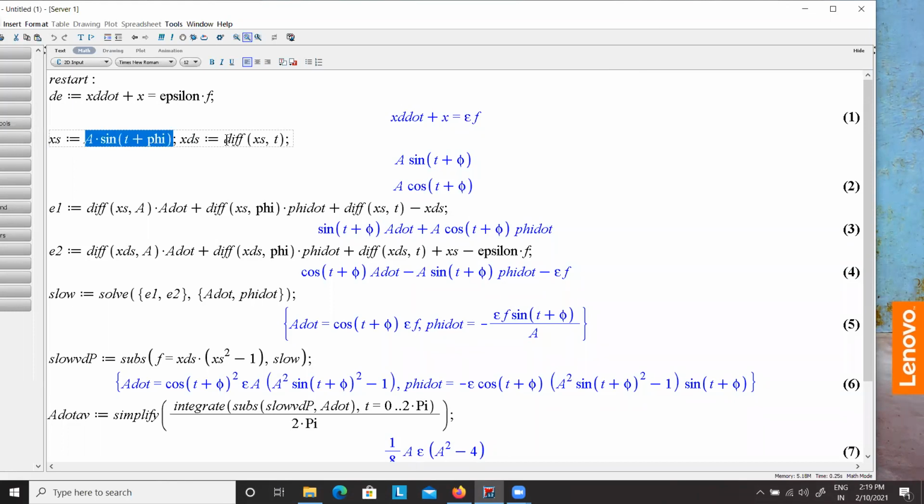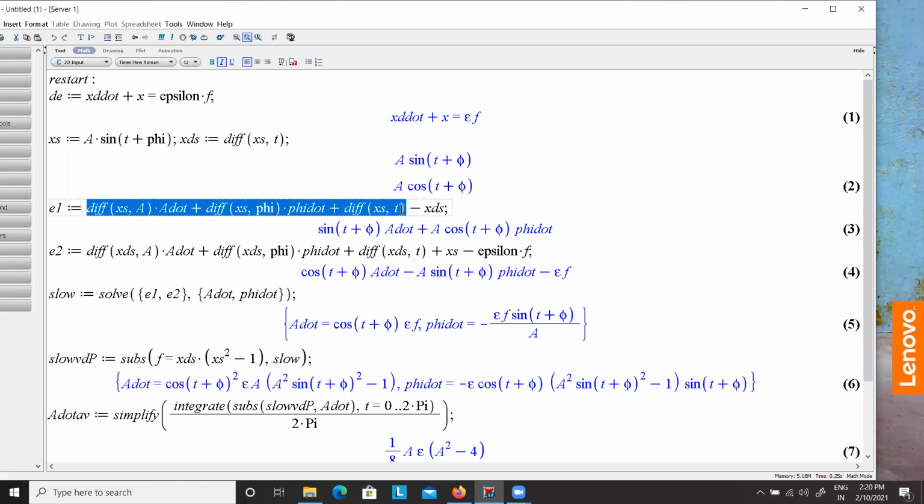Okay. And then as I have explained, x and x dot, I'm writing it as a sin(t + phi), and the time derivative of that holding a and phi constant. That means a cos(t + phi). Think of it as a change of variables. Now, if this is x and this is x dot, then the time derivative of this should be equal to that. So here is the time derivative, and from that I subtract this. So that has to be 0. This is E1. E1 has to be 0.